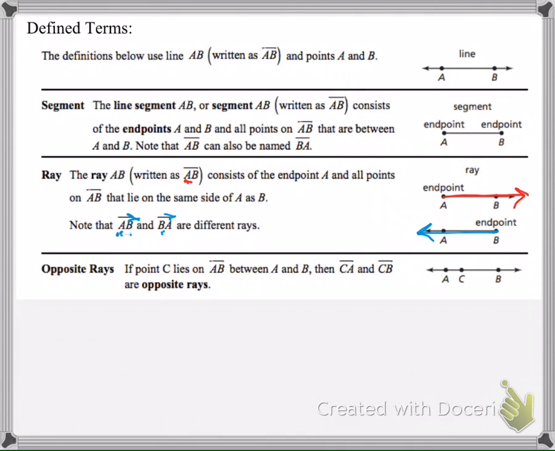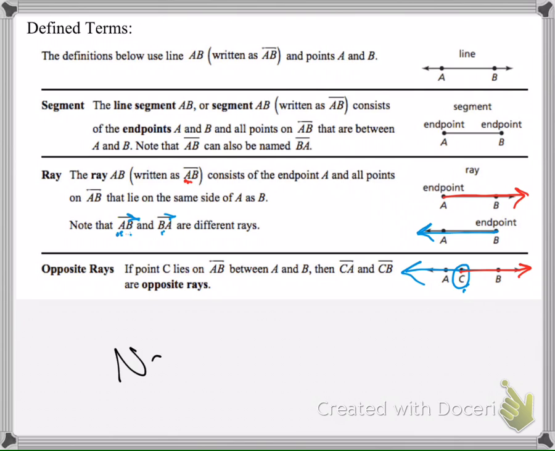Now opposite rays, down here. If you have a point C and it lies between two points on a line, like here, there's my point C, in between A and B. Then if I do a ray starting at C and going towards A, and then a ray starting at C and going towards B, those are what we call opposite rays because they're on the same line but heading in opposite directions.